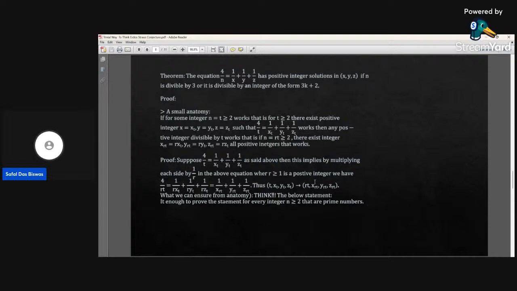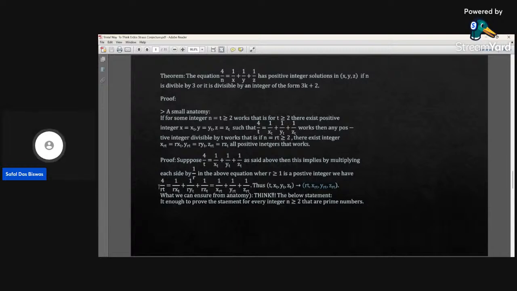So what is rt? Now we know x_rt is actually r xt, y_rt is r yt, and z_rt is r zt. Fine. Now this notation means t, xt, yt and zt go to rt, x_rt, y_rt, and z_rt. So if this works, then definitely this works. That means we have proven with that anatomy that if t works, then rt works for any integer t, where r is a positive integer. We need to restrict that because r should be a positive integer.